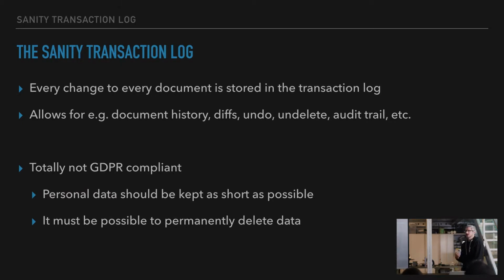So every change that's ever made to a document in Sanity is stored in what we call the transaction log. And this is really useful because you can look at the history of a document, you can look at different versions of a document, we can implement undo and undelete functionality, audit trails, stuff like that. None of this is actually user-facing yet. This is just infrastructure, but we're planning on making user-facing features for this later.